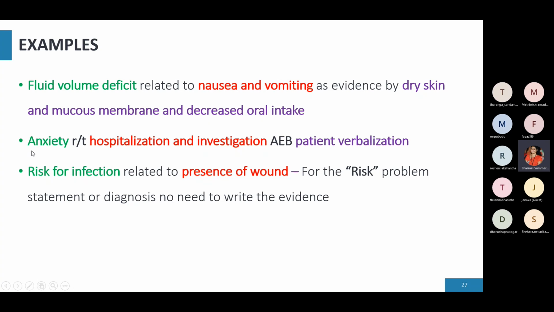So here we have three parts: the problem statement, the reason, and the patient evidence. Then we need to combine all these three parts into one sentence. For the combination, we use these two conjunctions: related to, and as evidenced by. In short form, for related to we write R/T, and for as evidenced by, AEB. So: anxiety related to, meaning the anxiety or fear occurs due to or is related to the patient's hospitalization and investigations, as evidenced by patient verbalization. So this is the way we write if we find any problems in the patient.